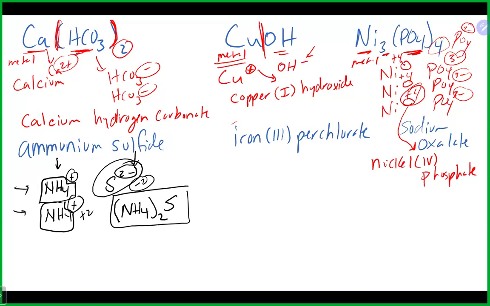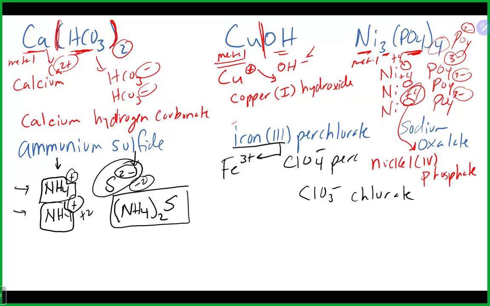Next, we have iron 3 perchlorate. Once again, iron 3 tells us we have an iron with a +3 charge. That again is what the Roman numeral means. Perchlorate is one of those groups of 4. So maybe you remembered ClO3 minus, which is chlorate. So perchlorate would have one more oxygen. So ClO4 minus would be perchlorate.